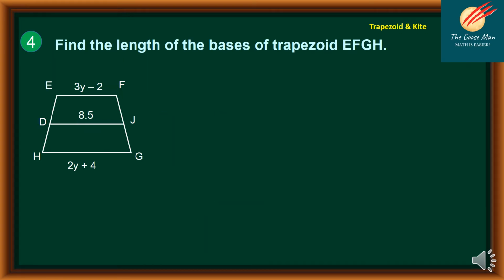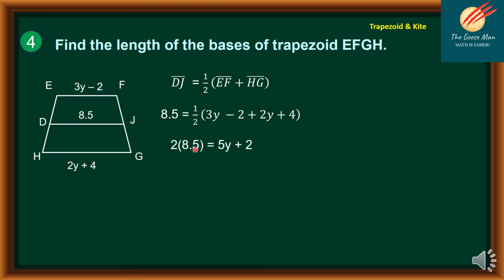Let's try another exercise. Find the length of the bases of the trapezoid EFGH. Let's look at the illustration on the left side. Take note that DJ is equal to 1/2 of FE plus HG. Substitute the given: DJ is equal to 8.5, which is equal to 1/2 times 3y minus 2 plus 2y plus 4. Again, to simplify this, we multiply both sides of the equation by 2. So I have here 2 times 8.5.